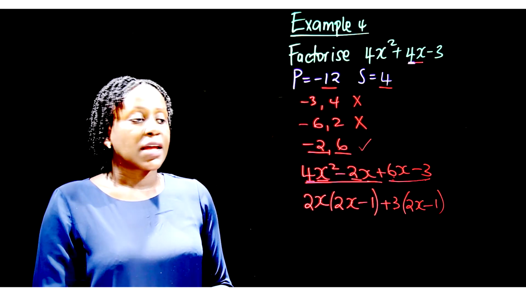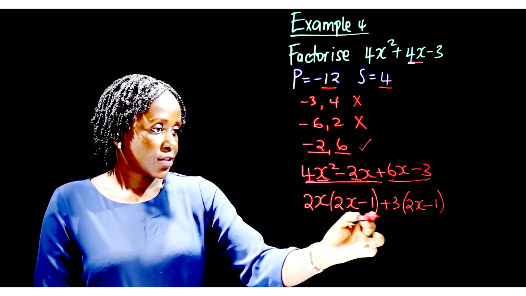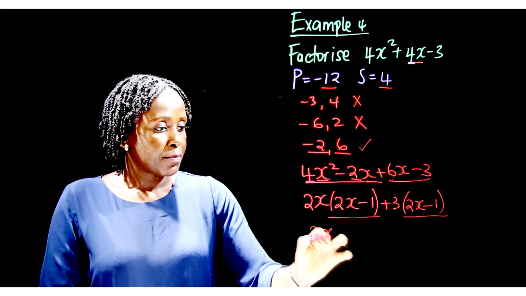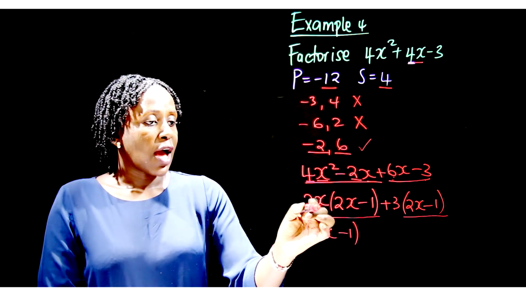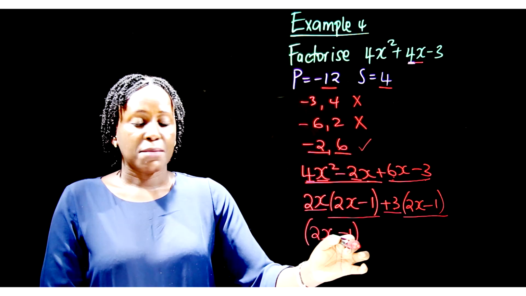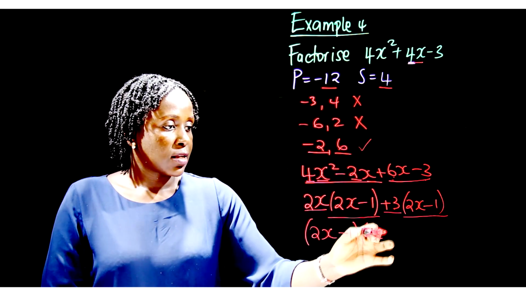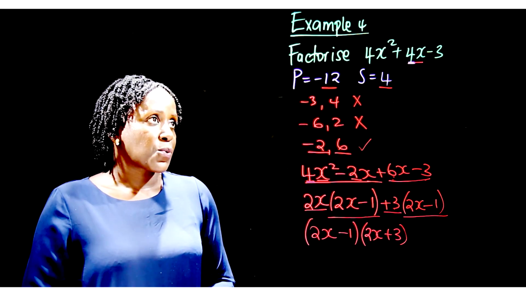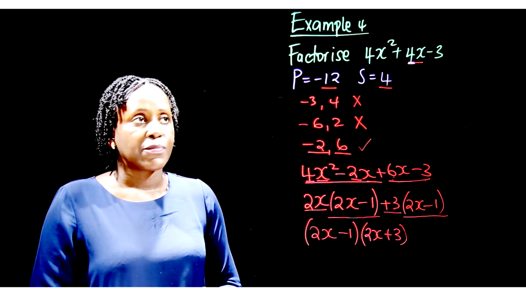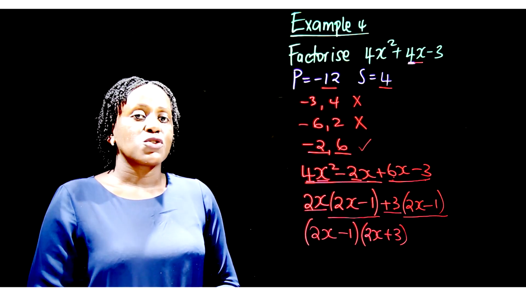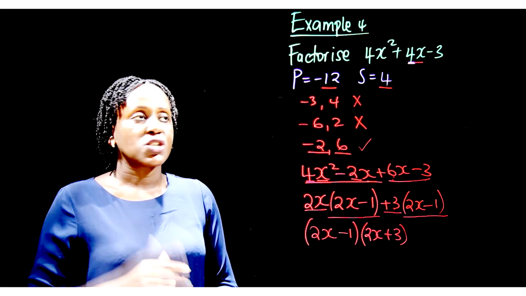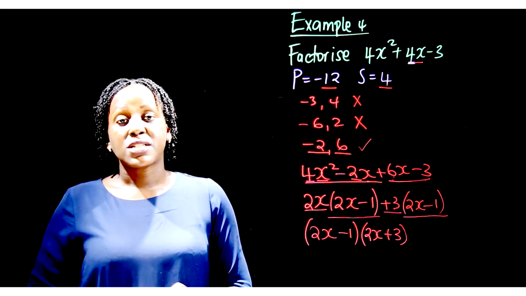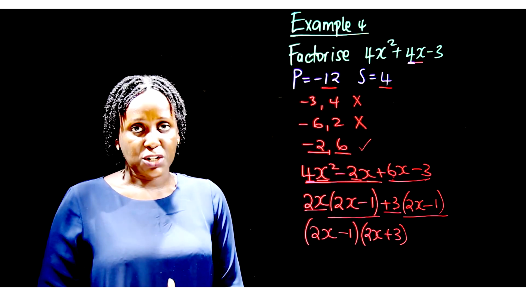So now we have that, and if you look at the values inside the brackets, you notice that they are the same. So now you pick one of them, 2x minus 1, and then you multiply by the values outside the brackets. So we have 2x plus 3. And that is the full factorization of 4x squared plus 4x minus 3. So now we are going to do some analysis of the 4 expressions that we have factorized, because I want us to be able to identify expressions that are known as perfect square expressions.